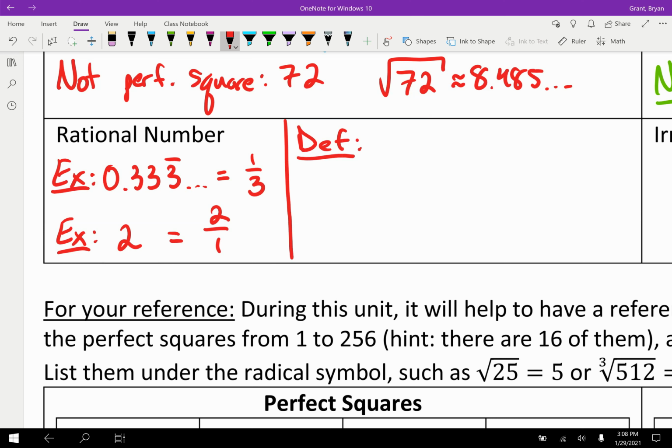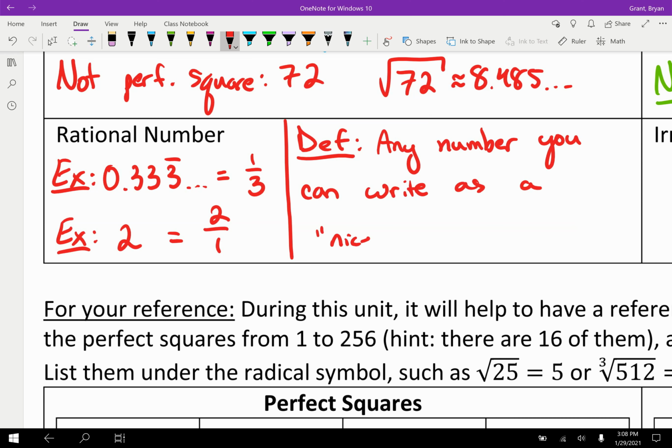All right, hopefully you're back and you've written your definition. I'm going to give a sample one. Again, this is not a professional mathematical definition. It's going to be something like any number you can write as a, in quotes, nice fraction. 0.33333 we wrote as a nice fraction. 2 we wrote as a nice fraction.